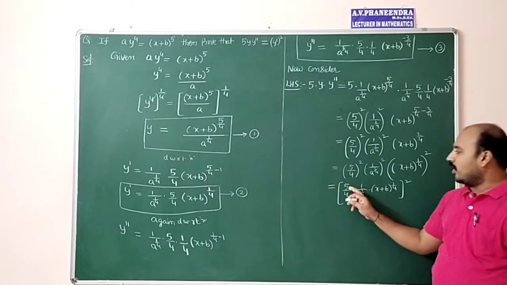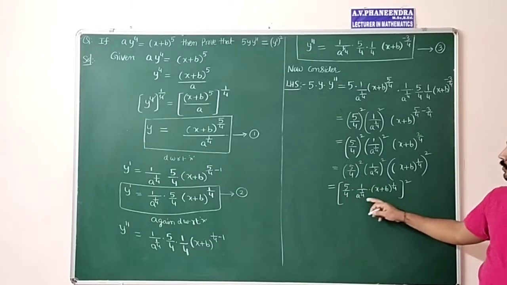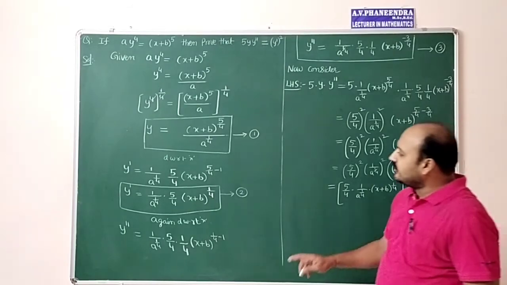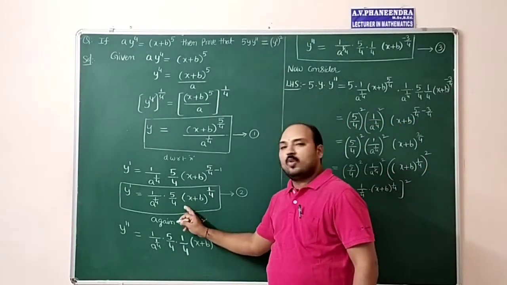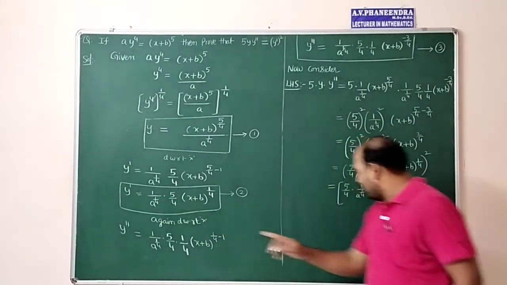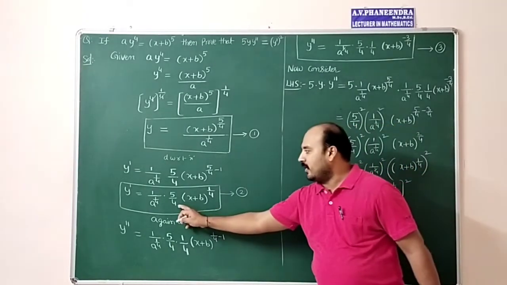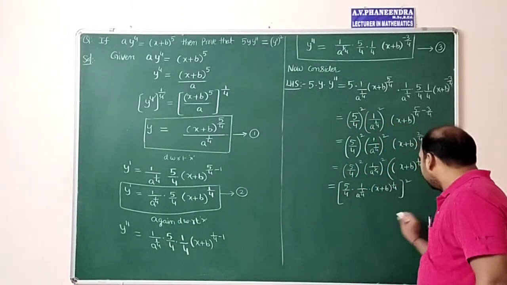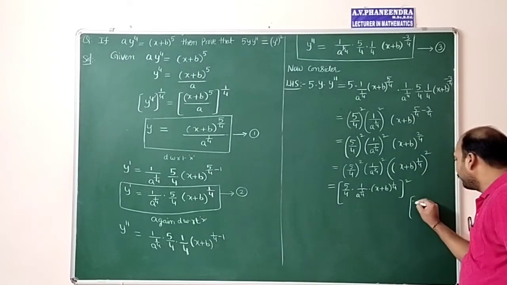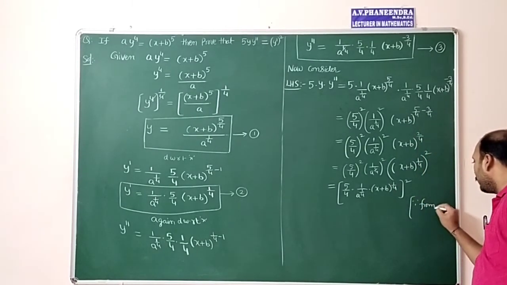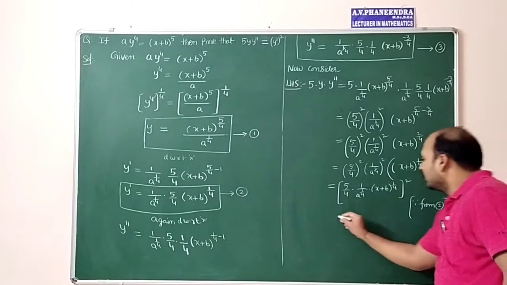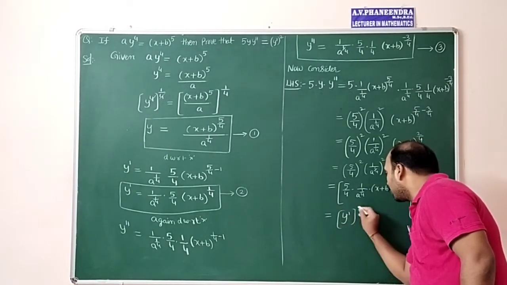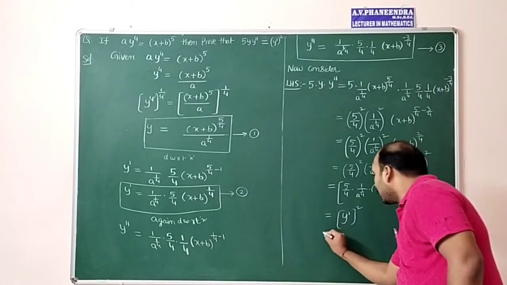Now, 5/4 into 1/a^(1/4) into (x plus b)^(1/4). By observing, this is the value of y dash, 1/a^(1/4) into 5/4 into (x plus b)^(1/4). This value, since from equation 2, is y dash whole squared. This is RHS.